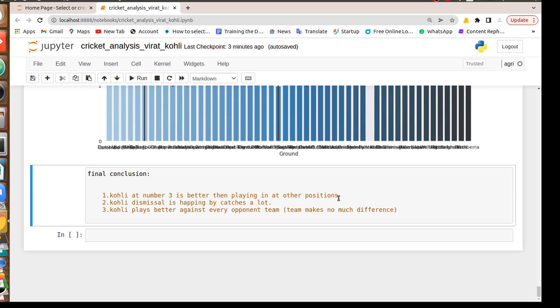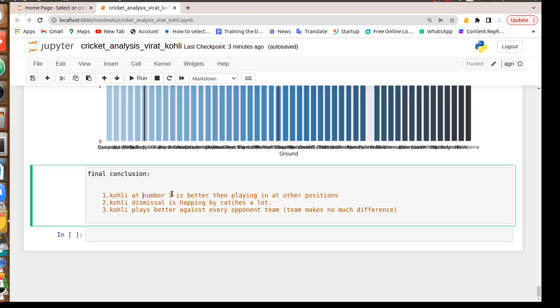Finally we will learn that Kohli coming in at number 3 is better. He played very well, he scored more runs, his strike rate was great, and his wicket falling percentage was very low. So we can say that sending Kohli at number 3 is better than giving him the opening task.